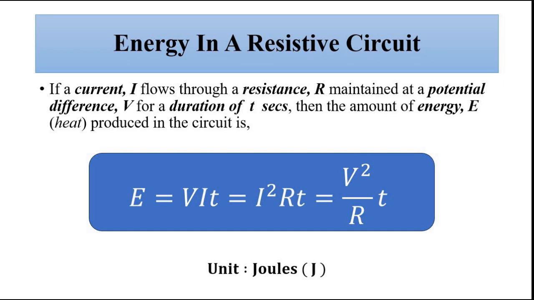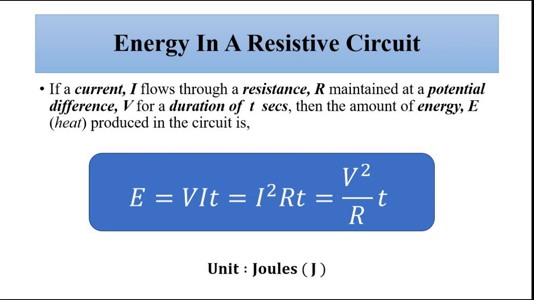If the current I flows for a duration of, let's say, t seconds, then the amount of energy, which is heat, dissipated in the resistor, produced in the circuit, is E equal to the product of voltage, current and the time duration, VIt. If we substitute V with IR, it will become I squared R t, and if we substitute I with V by R, then it will be V squared by R into t. This much joules of heat energy is dissipated in the circuit.